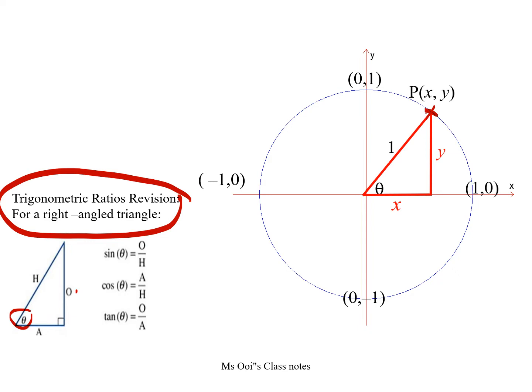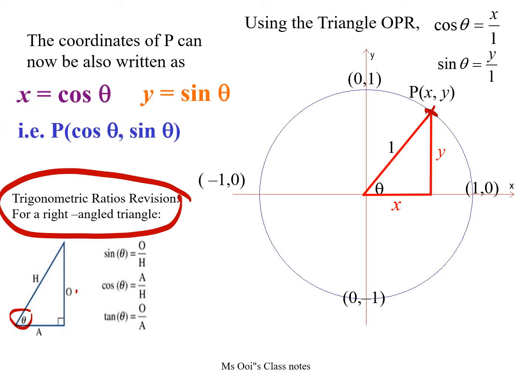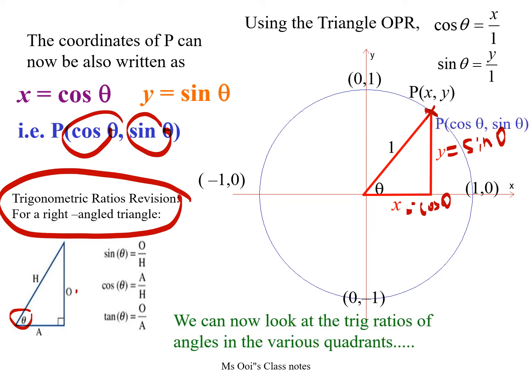So let's look at this: x over 1 will give us cos theta, and then y over 1 will give us sine theta. Therefore, instead of writing P as a coordinate of x and y, we can write it as cos theta and sine theta. So your x coordinate is cos theta, your y coordinate is sine theta. That is cos theta. All right. So we can now look at the trig ratios.